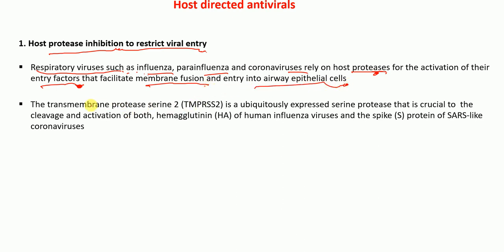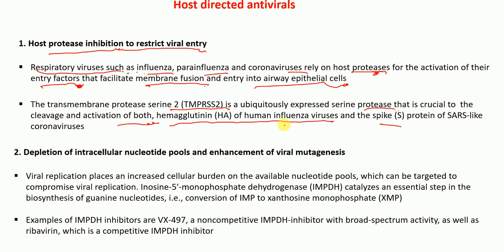Okay. For example, the transmembrane serine protease 2, TMPRSS2, is a ubiquitously expressed serine protease that is crucial to the cleavage and activation of both the hemagglutinin of influenza viruses and the spike protein of SARS and SARS-like coronaviruses, including SARS-CoV-2.